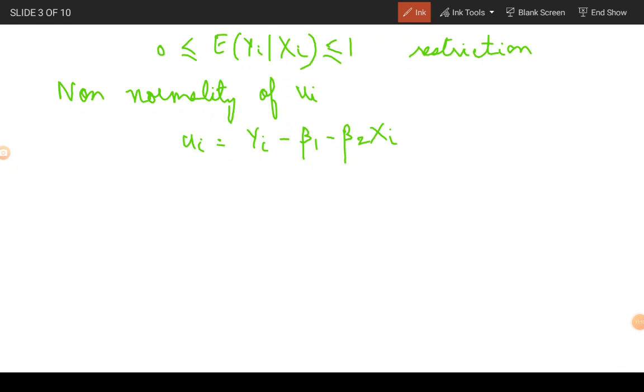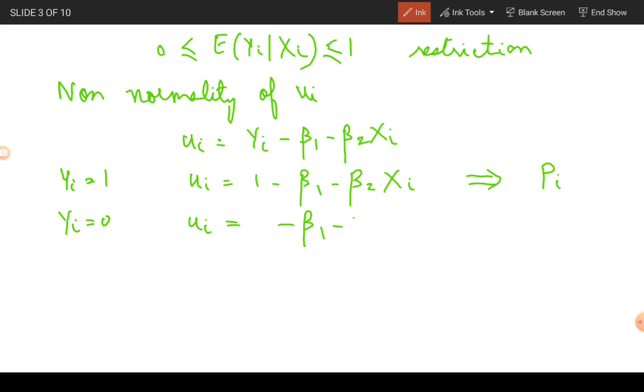So here ui can take only two possible values. If your yi is equal to 1, your ui will be 1 minus beta 1 minus beta 2 xi. In other words, this is the same as saying that your value is pi, and if the value of yi is equal to 0, ui's value will be 0 minus beta 1 minus beta 2 xi. So if your ui values are only taking two possible values, then they cannot be normally distributed, and your normality assumption of the error term is violated.